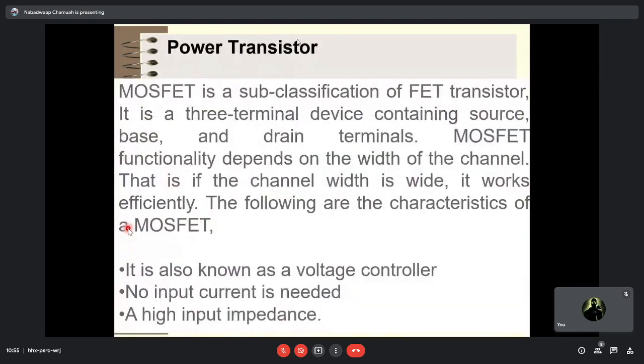Another is the MOSFET. MOSFET is a subclass of FET, and it is the same, a three-terminal device, and its function depends on the width of the channel, right? In a MOSFET, depending upon the channel width, the current is controlled, and if the channel width is wide, it works efficiently. The following are the characteristics of a power MOSFET. It is also known as a voltage controlled device, and no input current is needed. It has high input impedance, very high for a MOSFET, right?